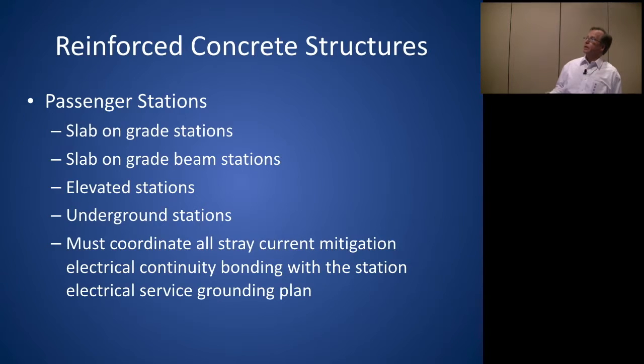Passenger stations, again, this is where the architects get involved. There's a bunch of different kinds of stations, and they can make them pretty. Slab on grade, we typically bond that. Slab on a grade beam, we typically bond the grade beam. Elevated stations, if we can actually get a separation between the track structure and the station structure, that helps us out because now it's electrically separated.